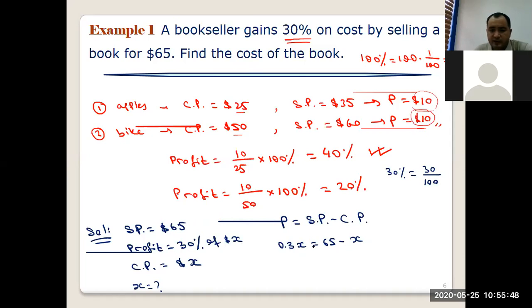So now we need to solve this math equation. You are familiar with this. It's just a linear equation. Take this to the left hand side. Here we have x plus 0.3x, so that is 1.3x equals 65. So from here, x equals 65 over 1.3, which is 50. So that means that the cost of the book is $50.